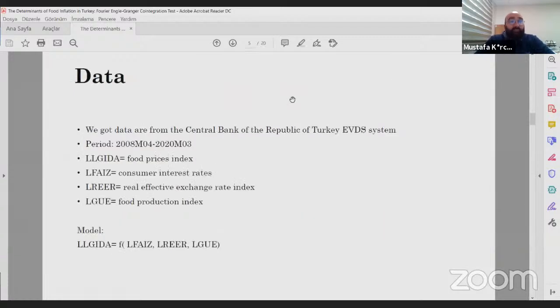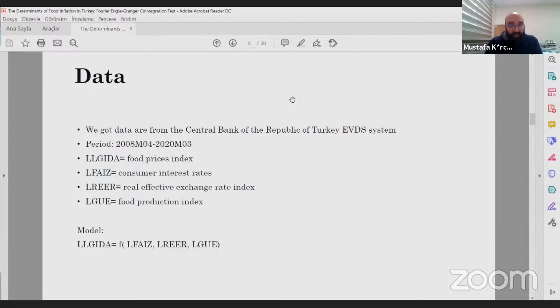We used some variables for our aim. We got the data from the Central Bank of the Republic of Turkey EVDS system. Our analysis period is the fourth month of 2008 to the third month of 2020. You can see the variables. LGIDA means food price index, LFAIZ means consumer interest rates, RER means real effective exchange rate index, and lastly, LGUE means food production index.